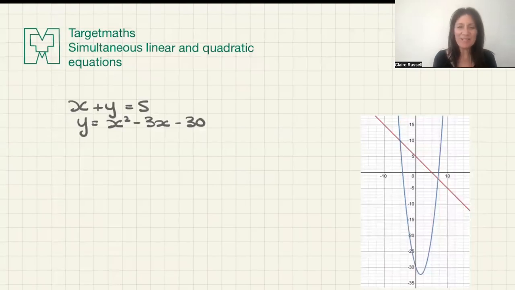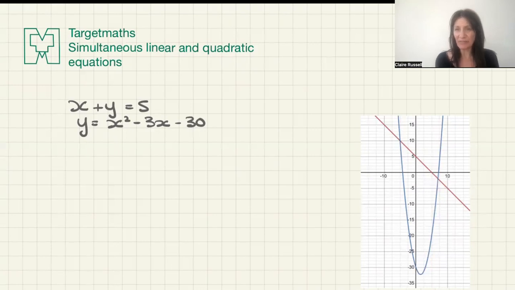Hi and welcome to this quick how to help video on solving simultaneous equations where one is linear and one is quadratic. And what I've done is graphed the solution. So if I was to graph this linear, it would look like the red one. And the quadratic is obviously my smiley face. And you can see clearly from the graph that they cut and cross each other in two places.